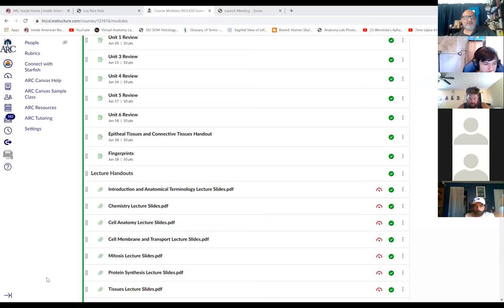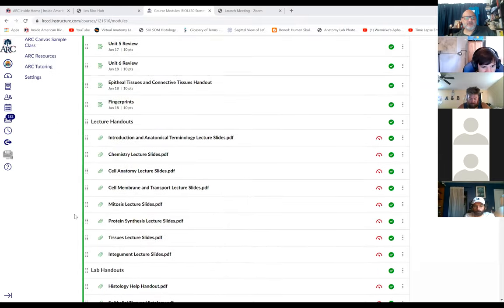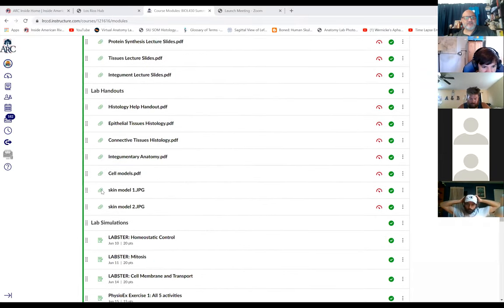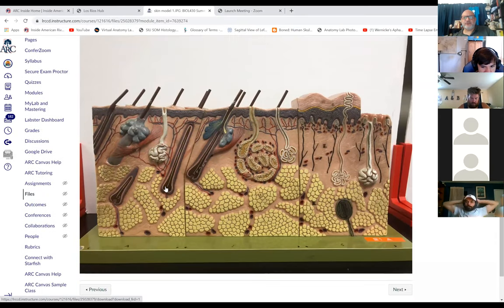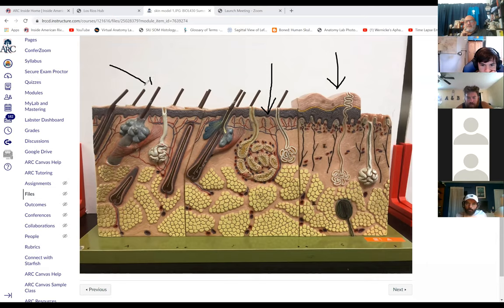One of the things you'll notice in your modules under the lab handouts are two skin models. These are models that are in the classroom, and I guarantee you that will be on the exam. One of the cool things as you look at these closely is you'll see they do a pretty good job of showing us the skin, and not just the skin, but different parts of the skin. Notice here we have thin skin and here we have thick skin. One of the dead giveaways is over here we have hair and over here we have none.